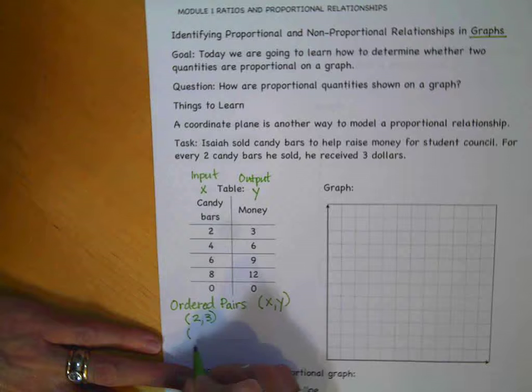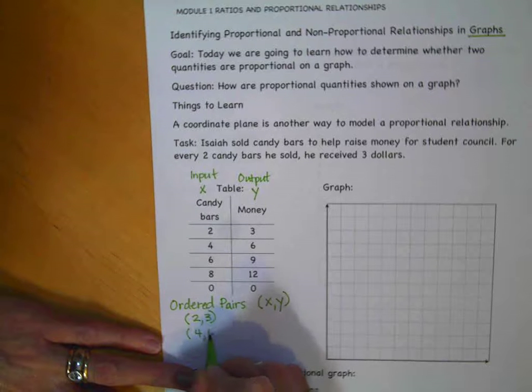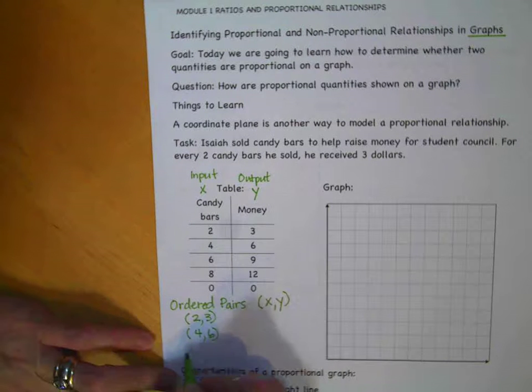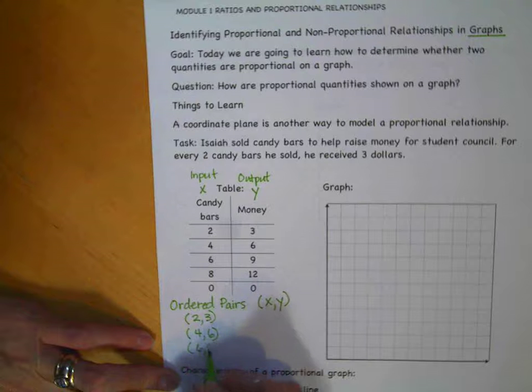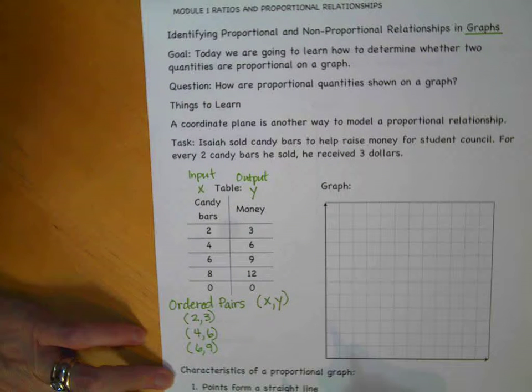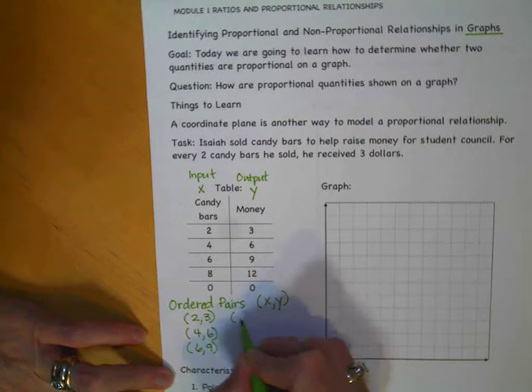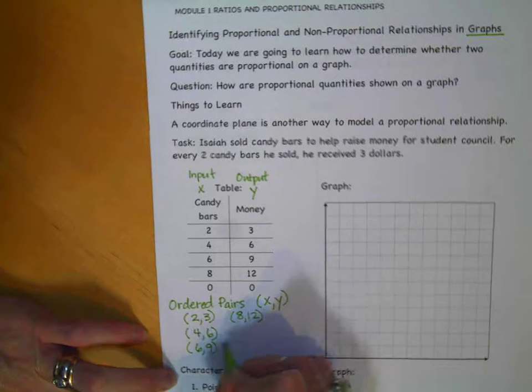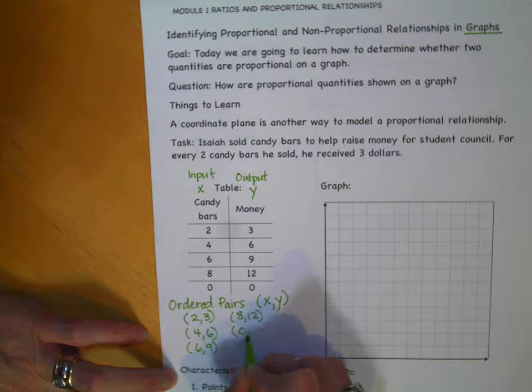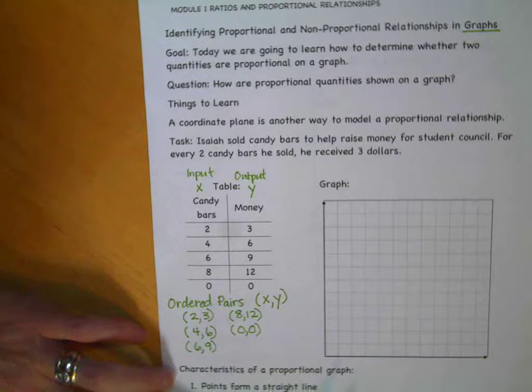The second ordered pair that we have is (4, 6). The third ordered pair that we have is (6, 9). The fourth ordered pair that we have is (8, 12). And then the last ordered pair that we have is (0, 0).